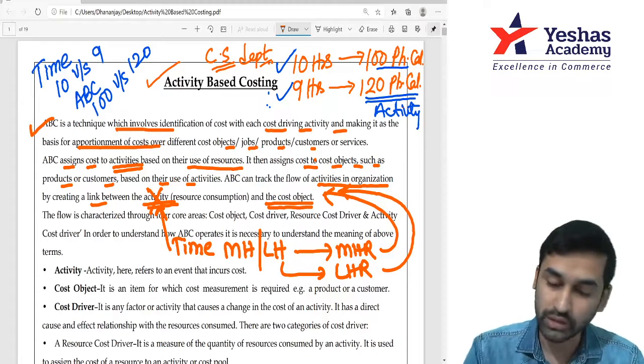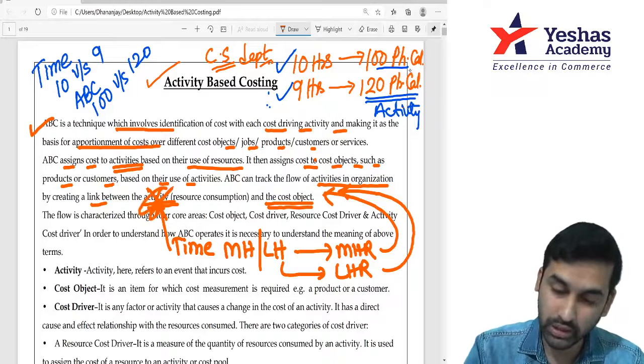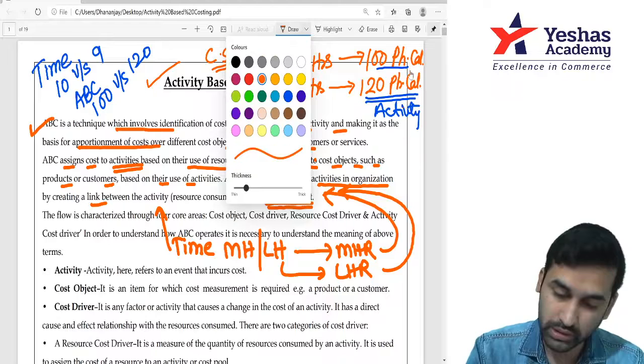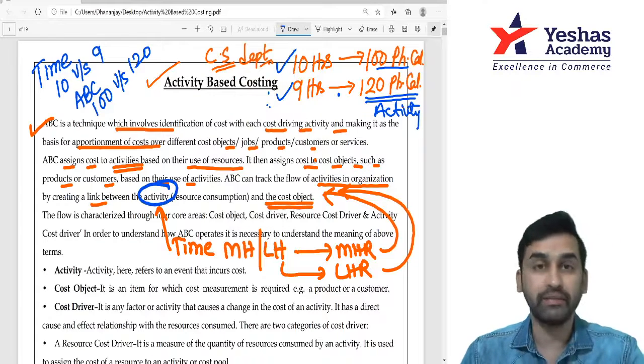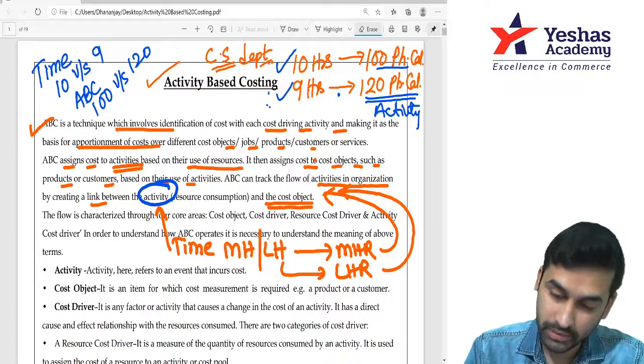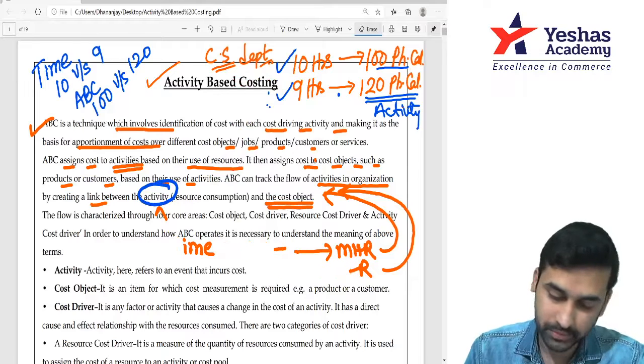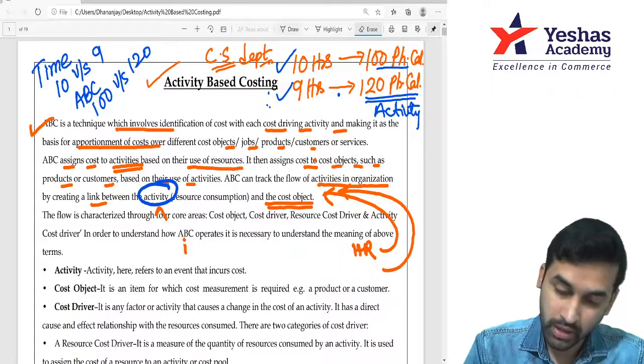But here focus is not time. Observe what I am circling in blue, the focus now is on activity. Yes, let me read the next point.